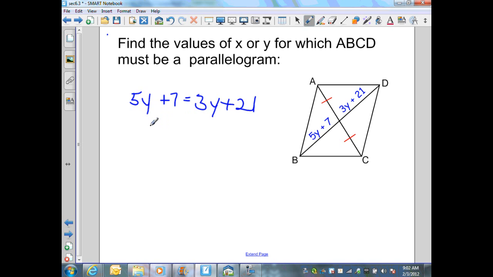I subtract 3y on both sides, that gives me 2y. Subtract 7, that gives me 14. Divide by 2, I get y equal to 7. I can check my solution. 5 times 7 is 35. 35 plus 7 is 42. 7 times 3 is 21. 21 and 21 is 42. Now I have a diagram, specifically a quadrilateral that has its diagonals being bisected. Therefore, ABCD is a parallelogram.